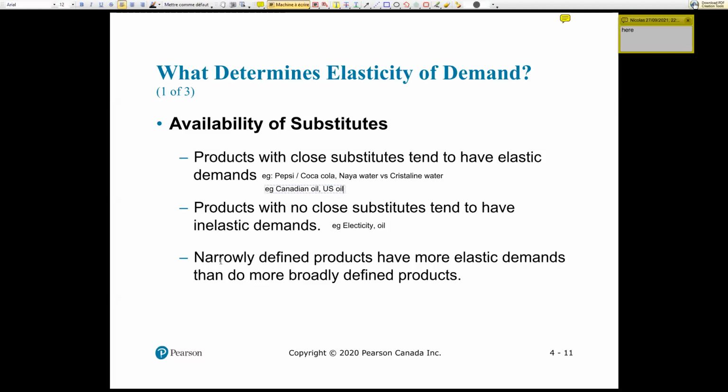And this is exactly the case: narrowly defined products have more elastic demands than do more broadly defined products. Here, broadly defined is oil. I could say, for instance, apples versus oranges, broad products. But Pink Lady apple versus Cortland apple, Lobo apple. It's easier to write.